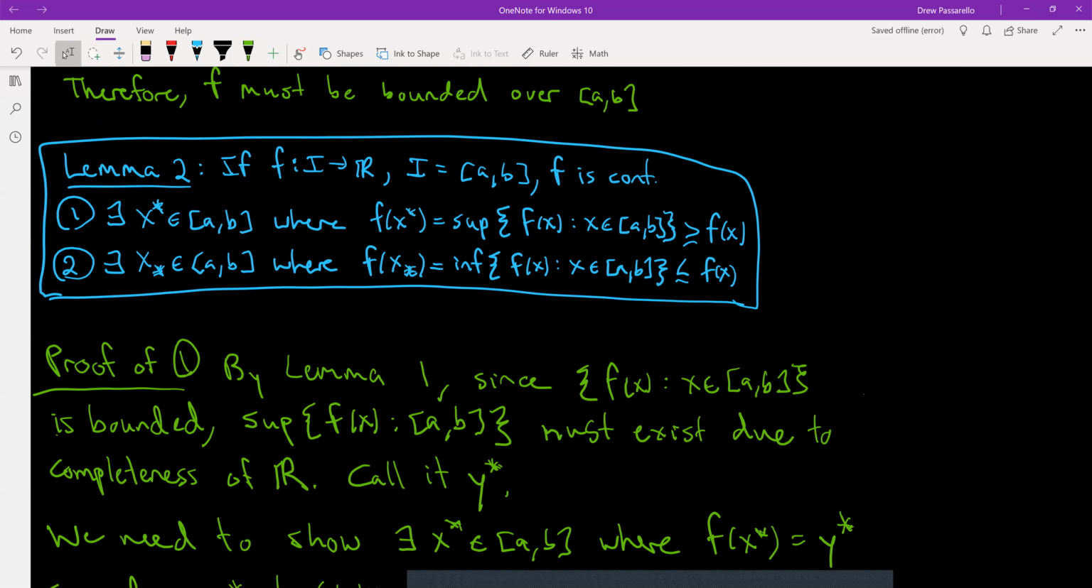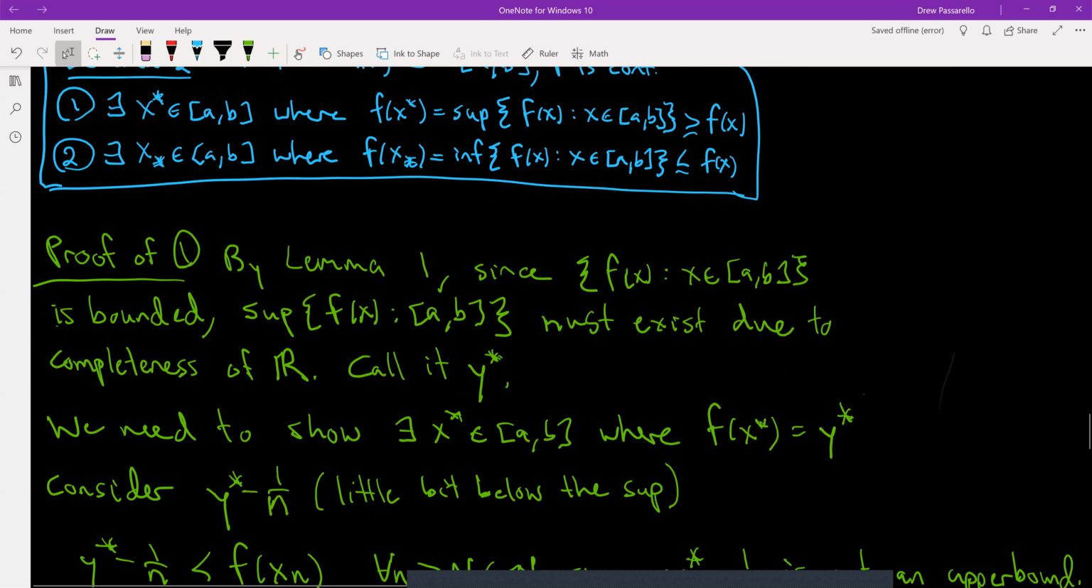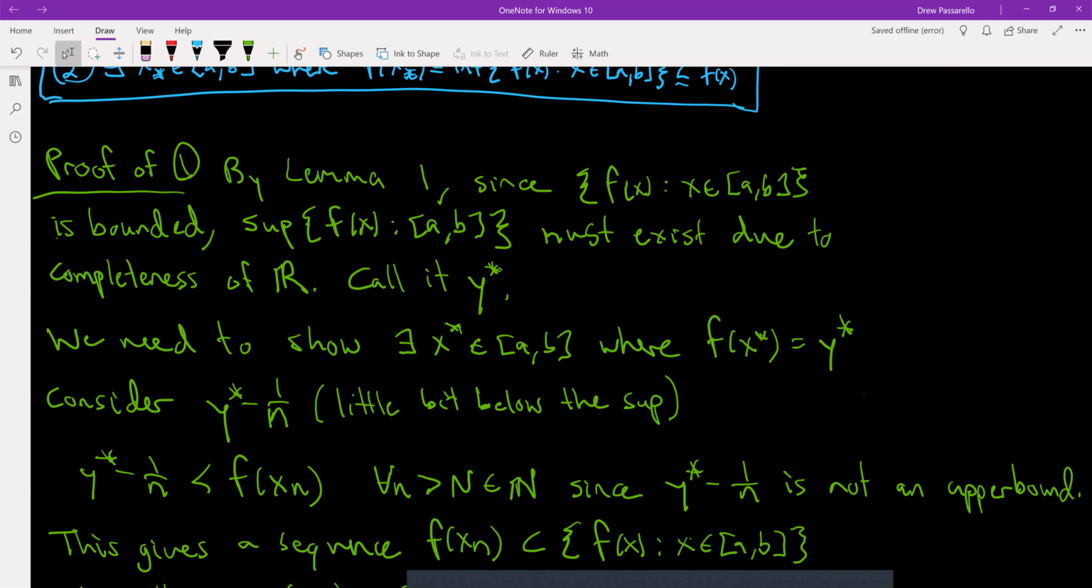All right, so that's the proof for the first one, where there exists an x star in the closed interval [a, b], where f of x star is the supremum of the f of x values. Just to quickly go over it, since that set of f of x's is bounded, the supremum exists because of completeness of the reals. Let's call the supremum y star. We need to show there exists an x star in [a, b] where f of x star equals y star. So consider y star minus 1 over n. It's a little bit below the supremum.